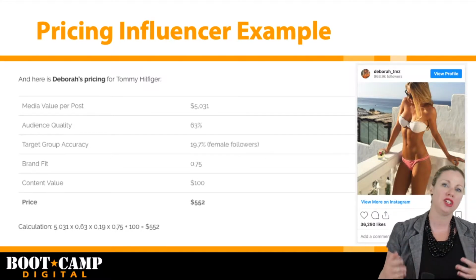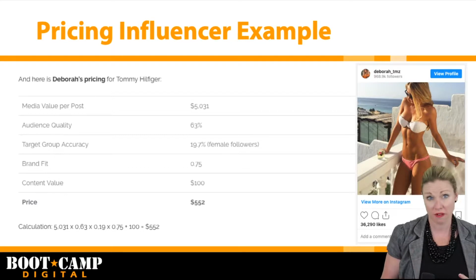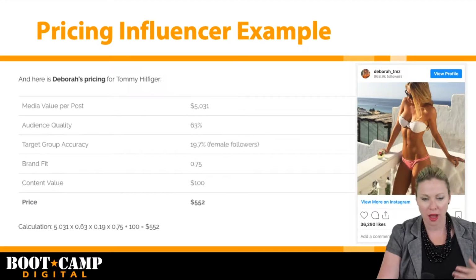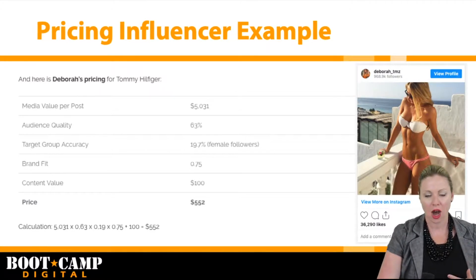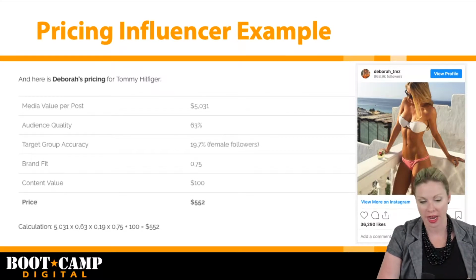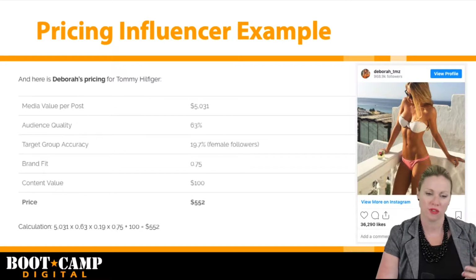Let's say I was to do the same math for Victoria's Secret, for example. I may find that the brand fit of Deborah is actually 1.5 for Victoria's Secret, and the audience quality is higher, and the target group accuracy potentially could be higher. So depending on the brand, you'll find different results from this.